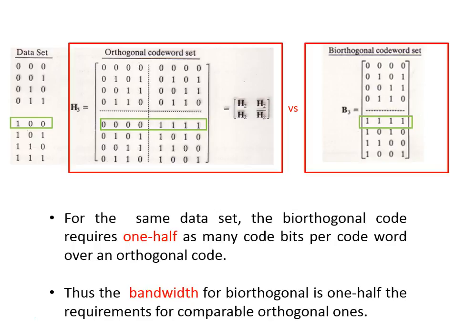So, the bandwidth for bi-orthogonal is 1/2 the requirements for comparable orthogonal codes. We can see here that bi-orthogonal code is much better in terms of the bandwidth consumption.